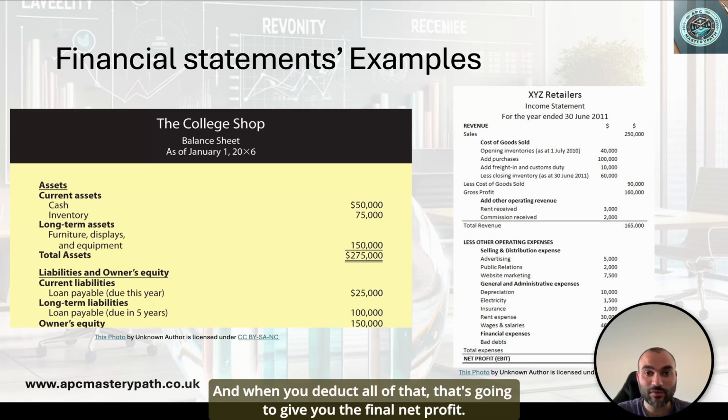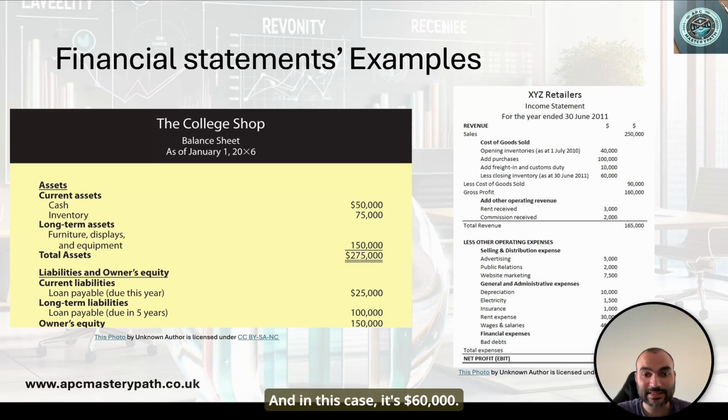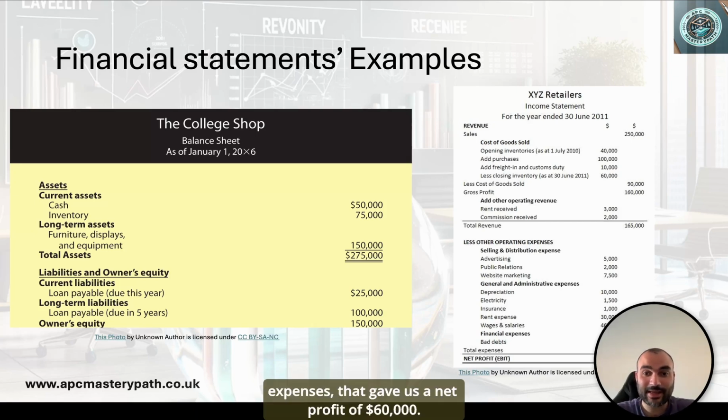And when you deduct all of that, that's going to give you the final net profit. And in this case, it's 60,000. So the revenue was 250,000. The costs of goods sold is 90,000. That gave us a gross profit of $160,000. And then deducting from that various expenses, that gave us a net profit of $60,000.